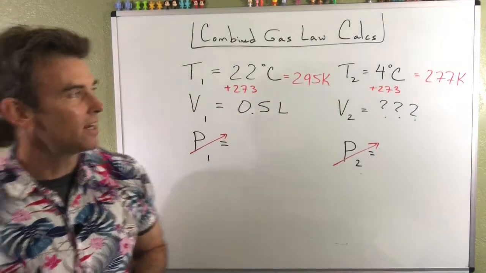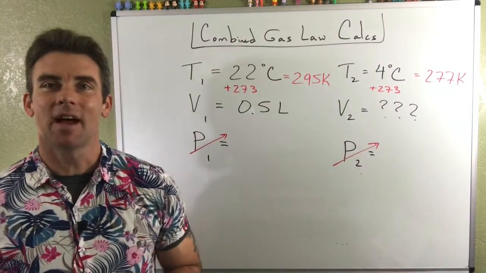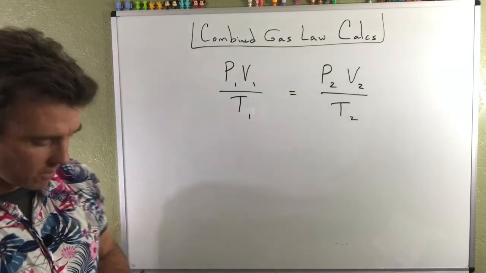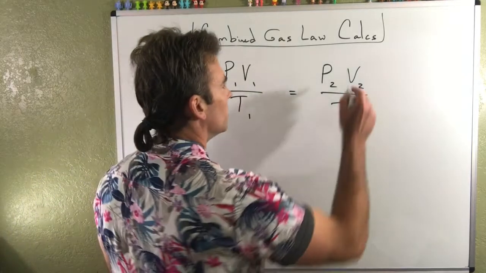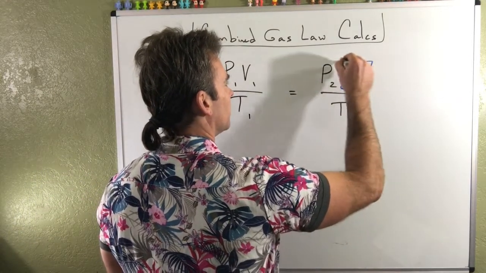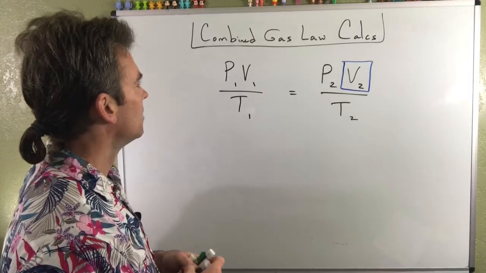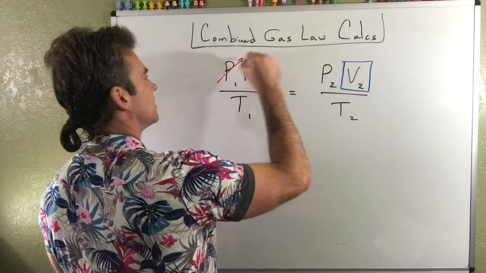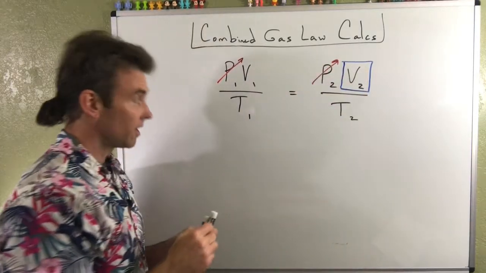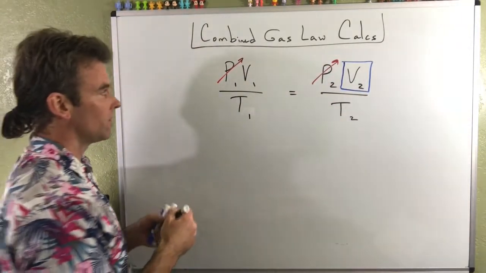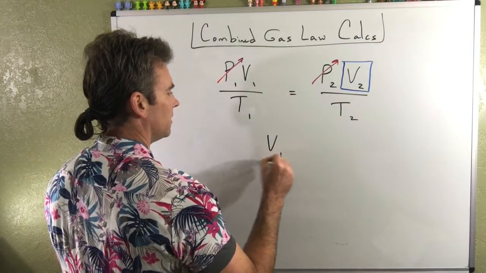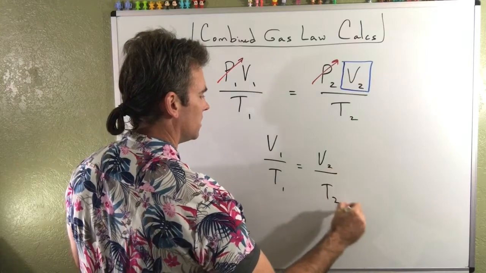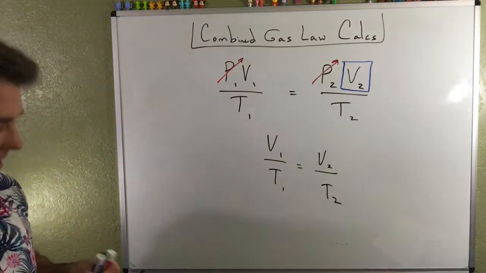And now we are ready to take that combined gas law and simplify it a little bit. Let's keep in mind what we're solving for. So we are solving for V2 right here. And what did we decide was constant? The pressure is constant. So let's do this. Get rid of those pressures. And so what we end up with at this point is V1 over T1 equals V2 over T2, which is just Charles's law.